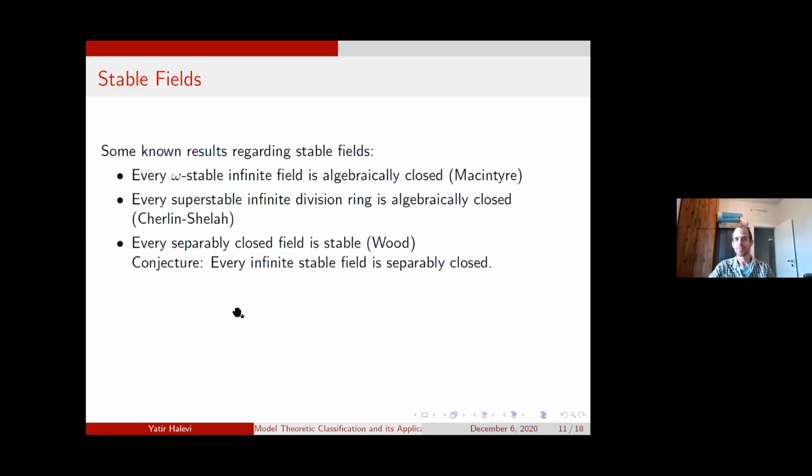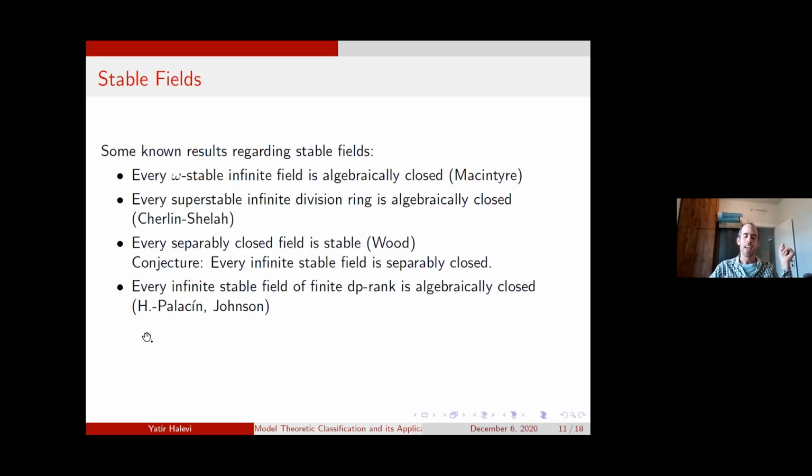We don't know. It doesn't seem that we still have the tools to tackle this conjecture as a whole. But we do know it for omega stable and superstable. And myself and Daniel Palacín have shown that every infinite stable field, actually division ring, of finite dp rank is algebraically closed. So if you have an infinite stable field, and there's another rank that comes from dependent structures, called the dp rank, and you assume that this rank is finite, then it must be algebraically closed. So that's another step in the direction.